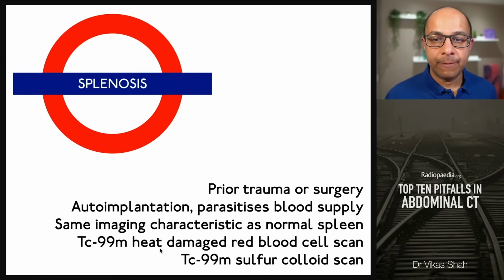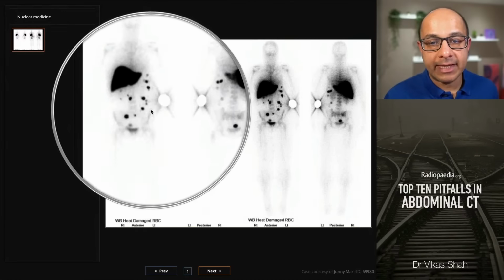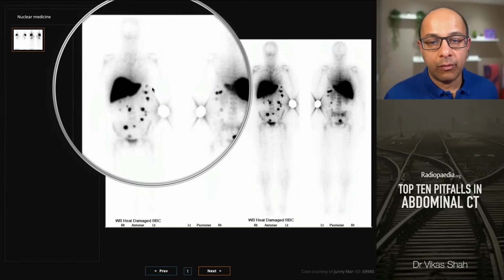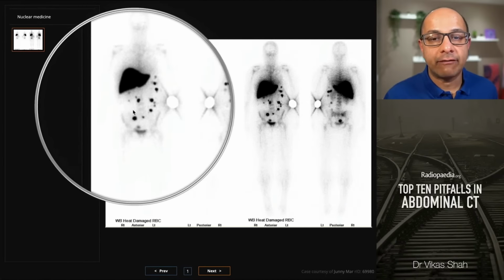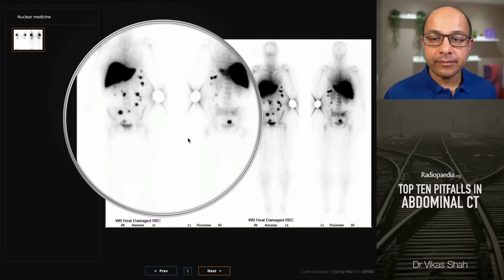So here is an example where the autologous heat-damaged red blood cells were very handy. I'm not showing you this patient's CT, but it showed no normal spleen, no spleen in the left upper quadrant, and lots of rounded soft tissue density structures throughout the abdomen and pelvis. And we can see that there's no uptake in the left upper quadrant, and all of these different islands of tissue do have uptake, indicating that they are islands of splenosis.